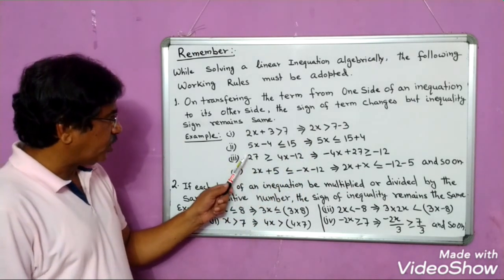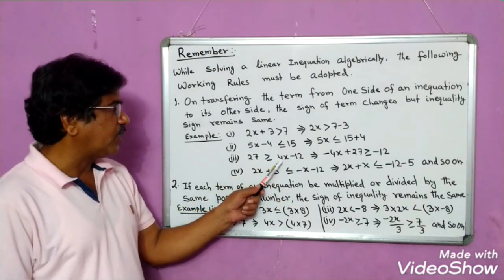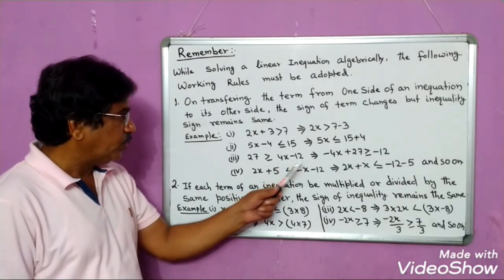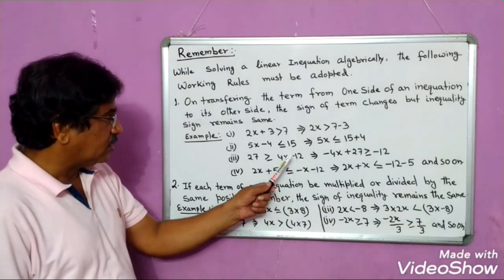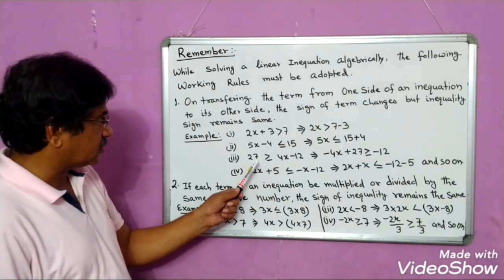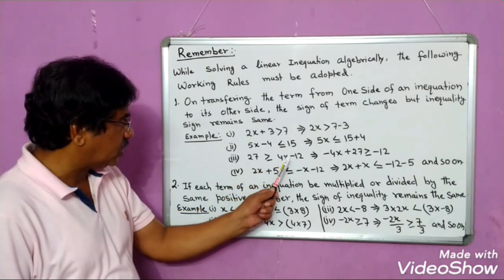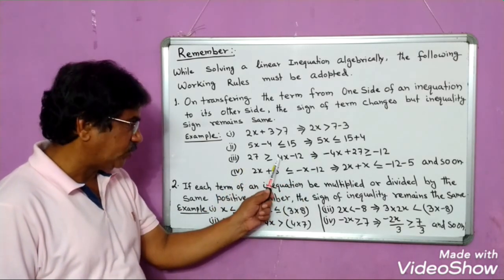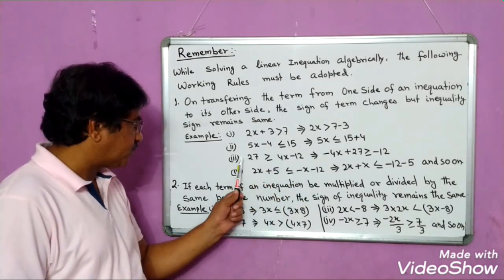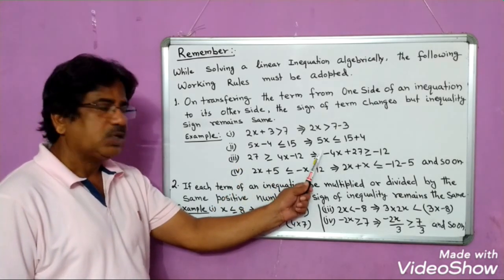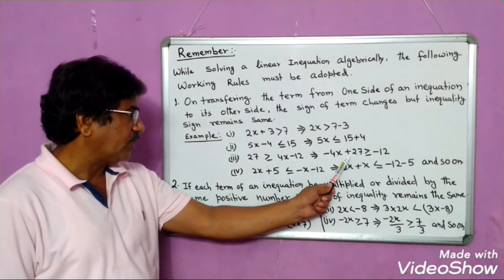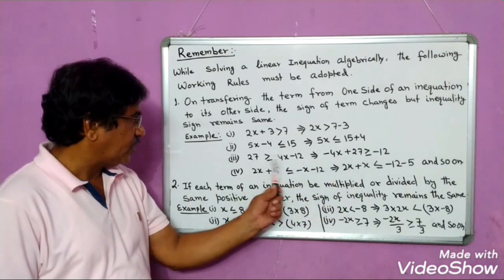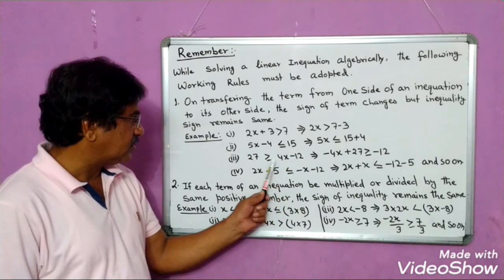Take the third example, 27 is greater than or equal to 4x minus 12. This implies that now I am going to bring this 4x to the left side. Here it was positive. When I bring it to the left side, it will become minus 4x. So minus 4x plus 27 is greater than or equal to minus 12. So only the term sign has changed, but the inequality sign remains the same.